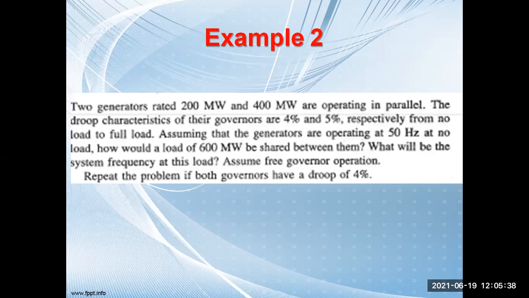Let us say that these two generators are operating at 50 Hz at no load. How would a load of 600 megawatt be shared between them? Let us say the total load of the system is 600 megawatt. Now how will these generators share their load? And when they share their load, what will be the system frequency at this particular load? We need to calculate that. Then you have to repeat this problem by taking the droop characteristic 4% for both generators. So this is the problem statement.